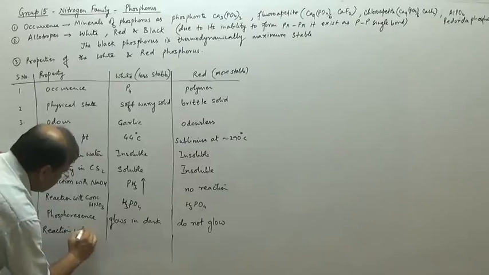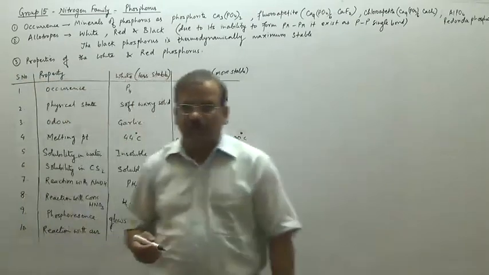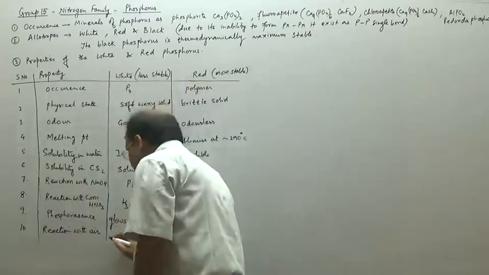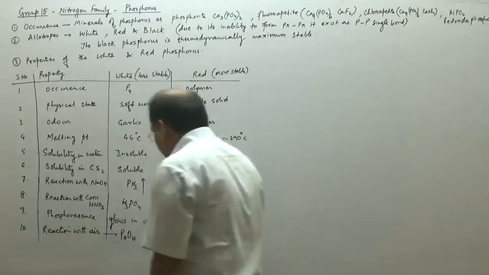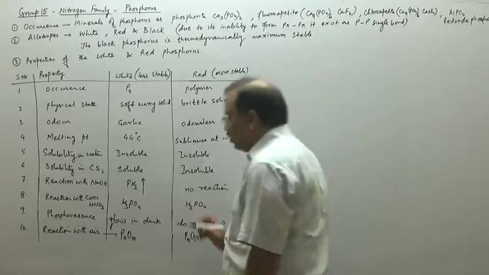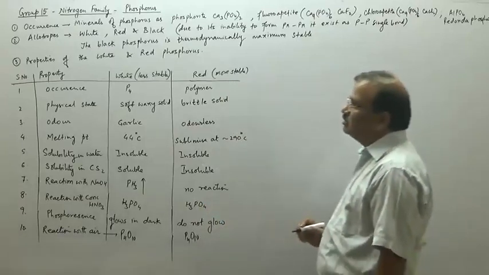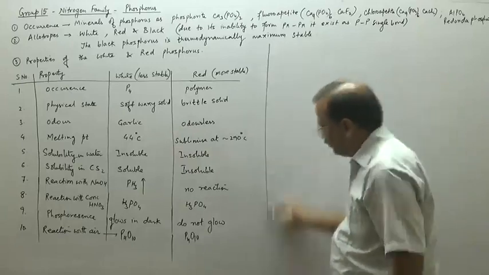A reaction with air: both will react with air at high temperature, and both are going to form P4O10. When they react with air, both will form P4O10. So these are the properties of the white and the red phosphorus.